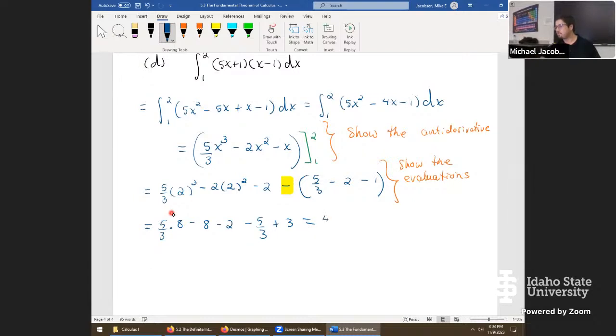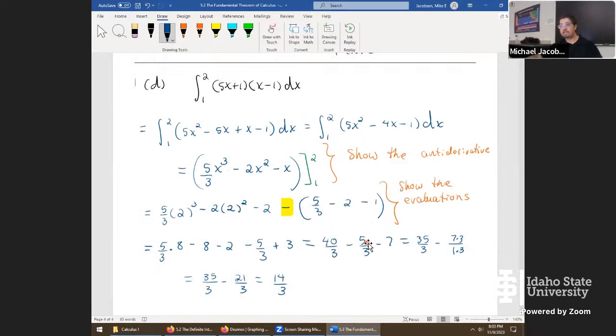Here we have 40/3 minus 5/3. Then here to here is minus 10 plus 3 looks like a -7. So now here to here takes us to 35/3 minus 7. But we can make that 7/1, multiply by 3/3. And this is 35/3 minus 21/3, coming out as 14/3 altogether. That's definitely an adventure.